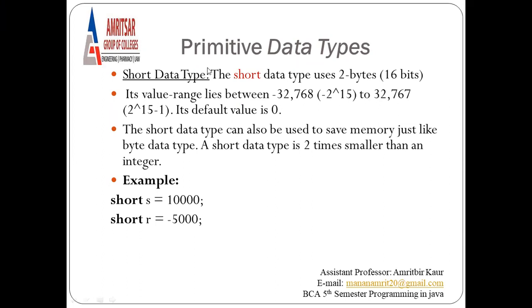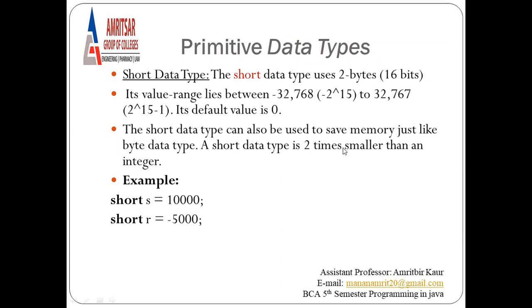Then the short data type. It uses only 2 bytes, and its value range lies between -32768 to 32767. Its default value is 0. Here also the minimum value we can store is negative -32768, and the maximum value is 32767. If we want to store 32768, then the short data type will not work.